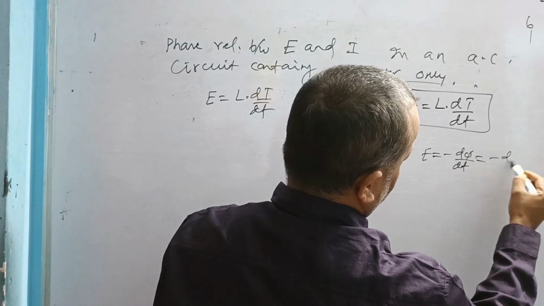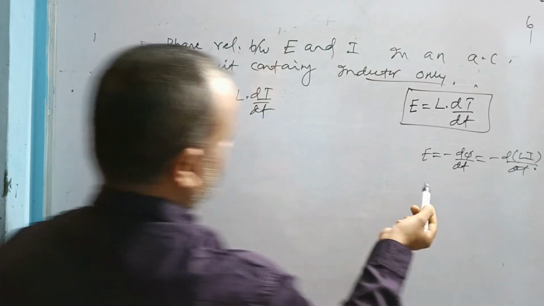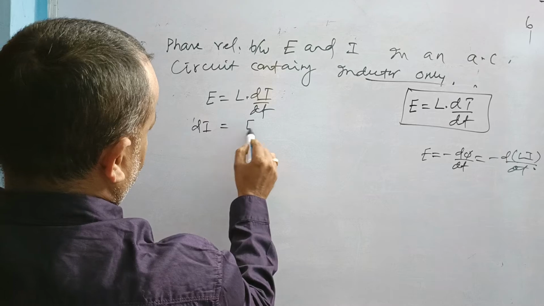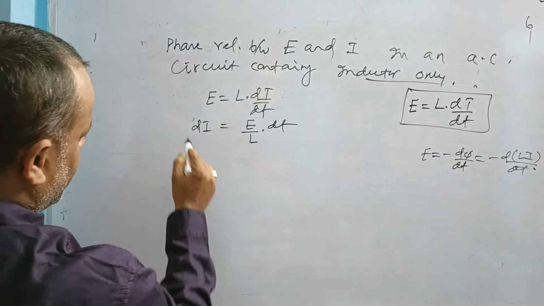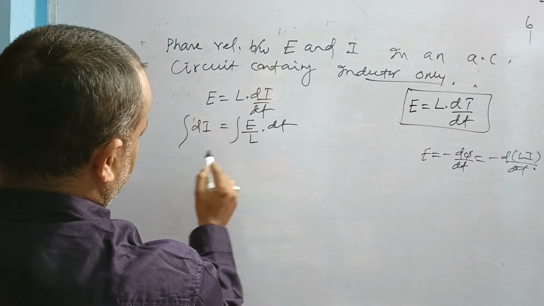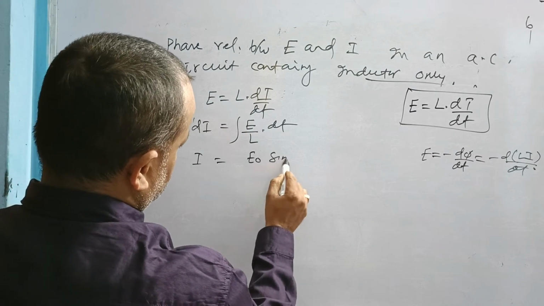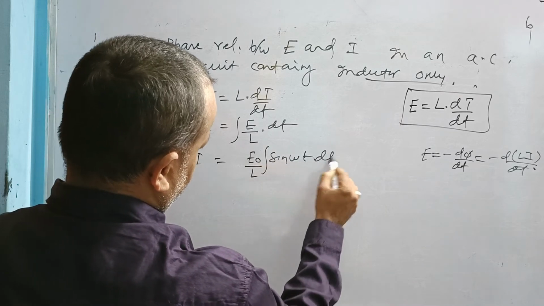Flux was equivalent to what? L into I upon delta t. From here only we are getting this. And now we have to find the phase relation between them. What we'll do is that we'll integrate that out. E can be written as E naught sine omega t, L integration delta t.